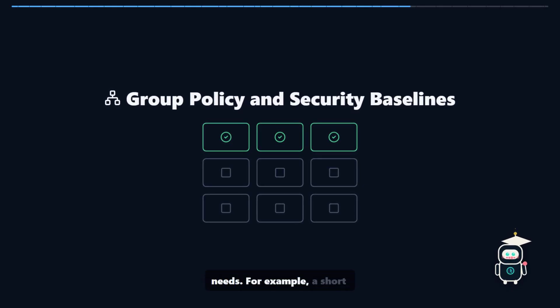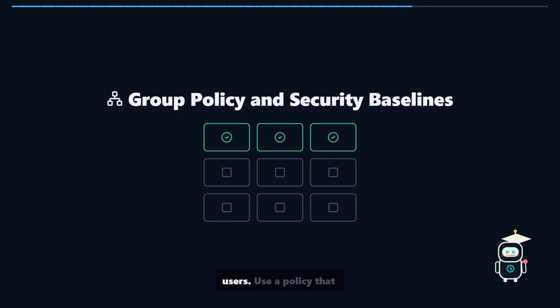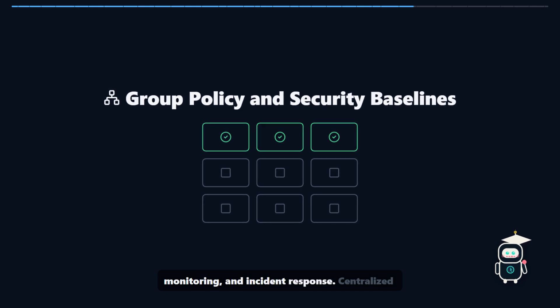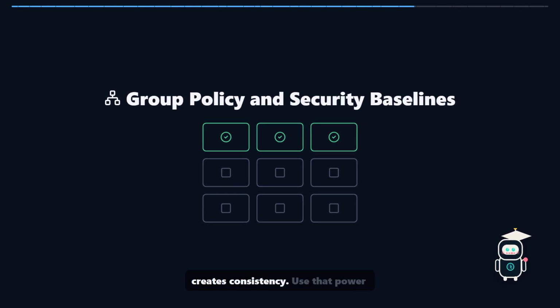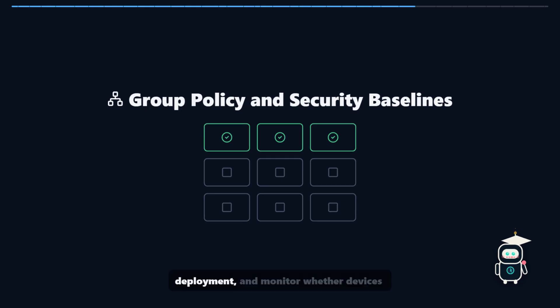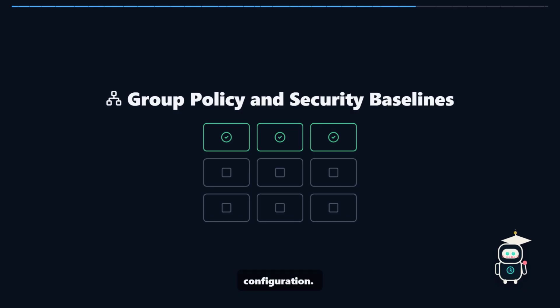For example, a short lockout threshold can slow password attacks, but it can also create support burden or be abused to lock out legitimate users. Use a policy that fits the environment and pair it with MFA, password protection, monitoring, and incident response. Centralized policy is powerful because it creates consistency. Use that power carefully, test changes before broad deployment, and monitor whether devices actually comply with the intended configuration.